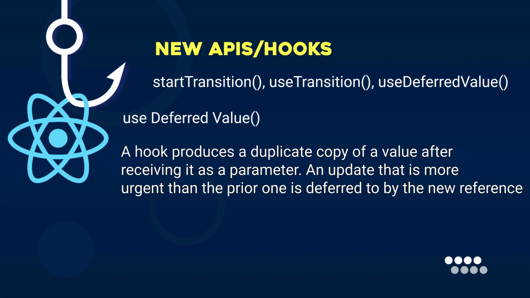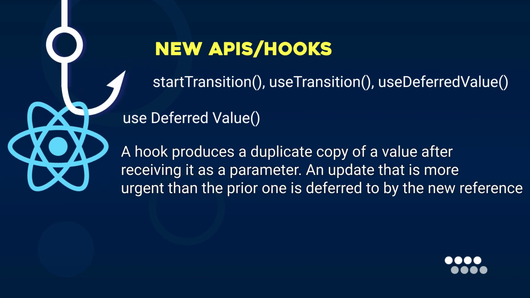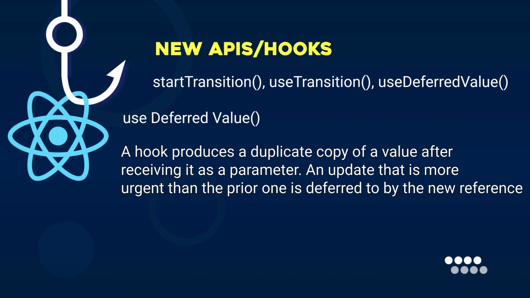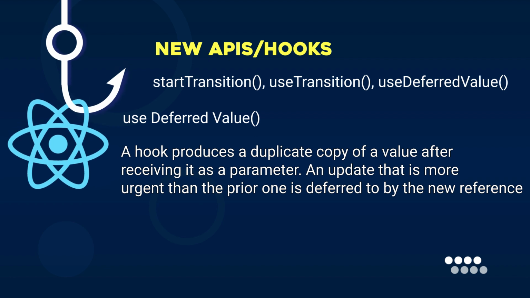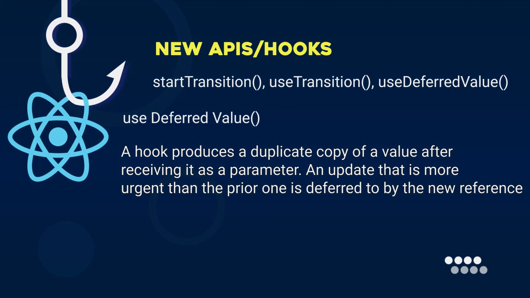useDeferredValue. A hook produces a duplicate copy of a value after receiving it as a parameter. An update that is more urgent than the prior one is deferred to by the new reference.